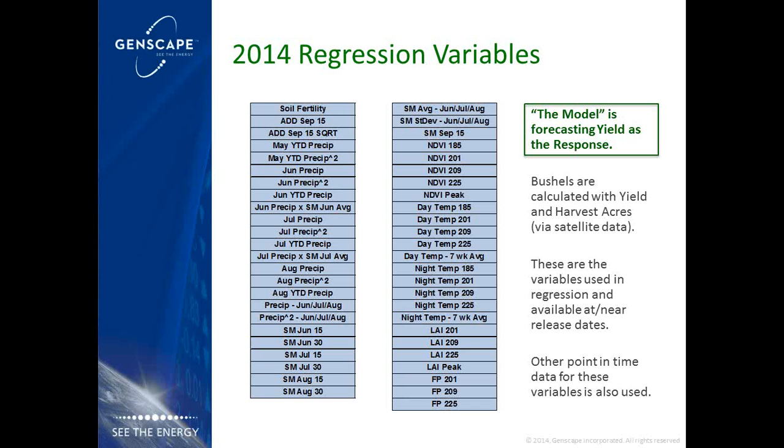And here's just an example of the model and the different regression variables that go into it. We've kind of broken these out by Julian days because that's how the satellite people like to think about things. That way you don't have to worry about leap years and that sort of thing. But you can see there's a lot of variables that go into the model.